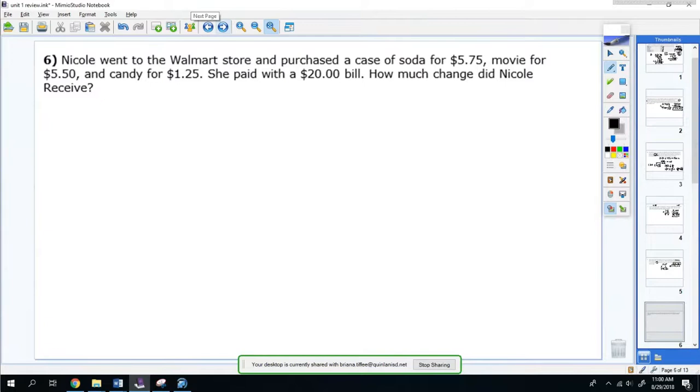Okay, number 6. Nicole went to Walmart store and purchased a case of soda for $5.75, a movie for $5.50, and candy for $1.25. She paid with a $20 bill. How much change did she receive?